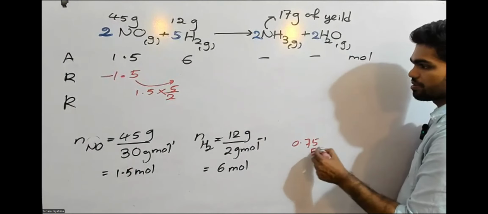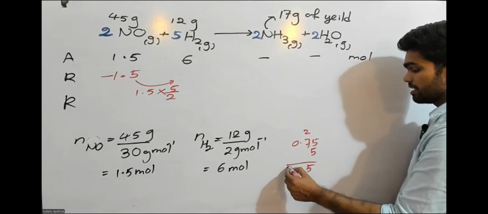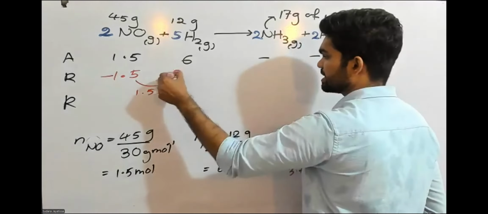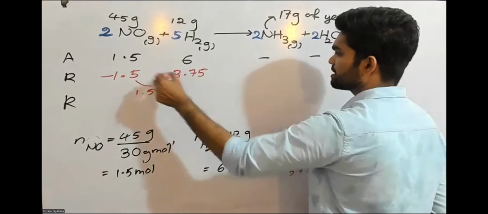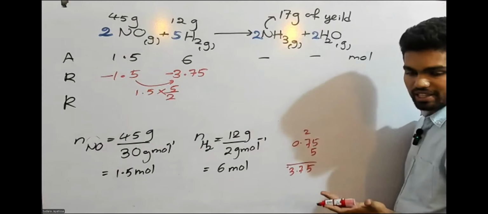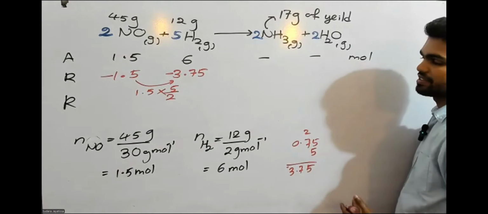0.75 by 5. So 25, 30, 3.75. Okay, so you will be needing 3.75 of this one. But you have more than that, no? So there's no problem with that. Your NO is going to fully react.